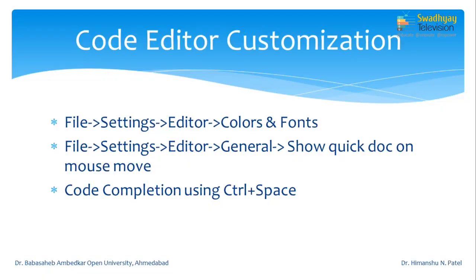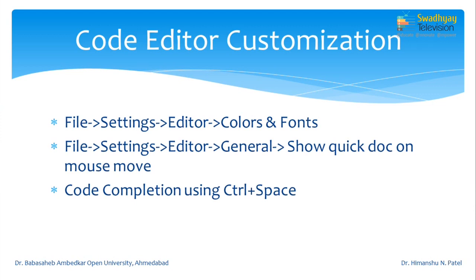Next is code editor customization. We can customize our code editor by selecting these options: file menu, then go to the settings option, and inside that select editor, and then you can select color and font to display different sizes of font and colors for the font. So, this is how you can customize code editor colors and fonts.